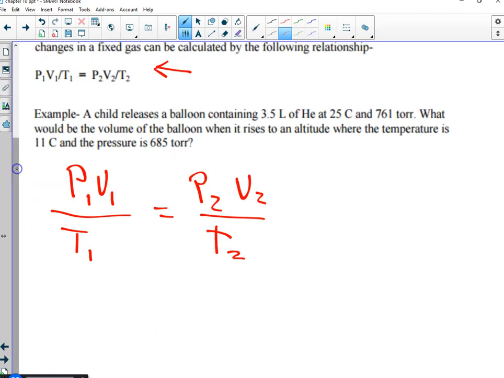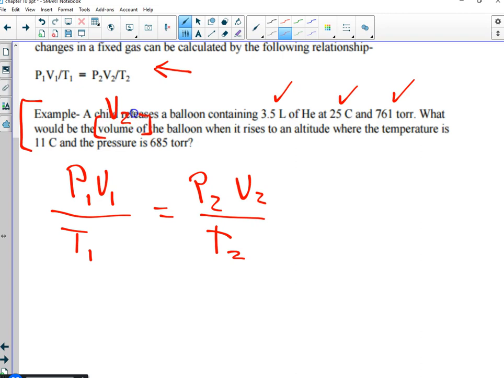Okay, so what you need to do, you'll see an example. A child releases a balloon containing that. Now, we know inside the balloon the amount of gas stays the same, right? The moles. So that's why N is gone. It stays the same throughout, and R stays the same. It has these original conditions. What would be the volume, or V2 is what you're solving for, of the balloon when it rises to an altitude where the temperature is now that.